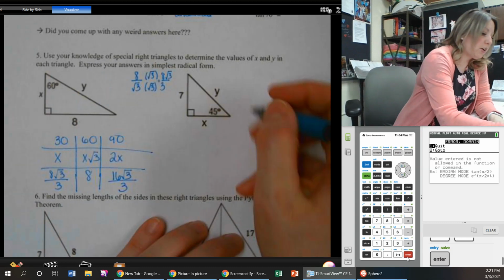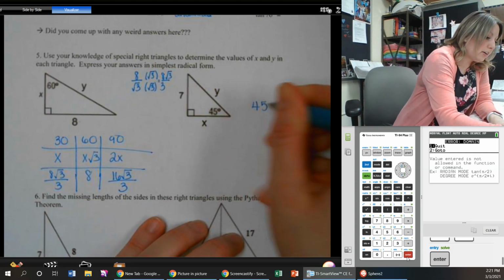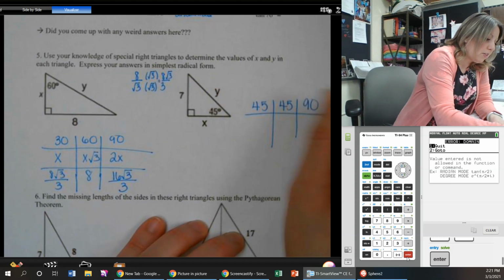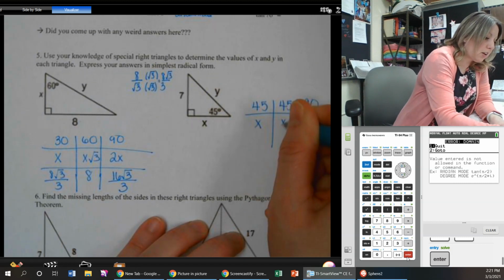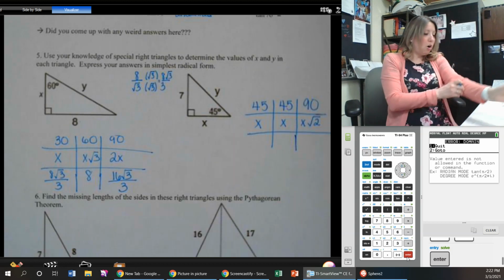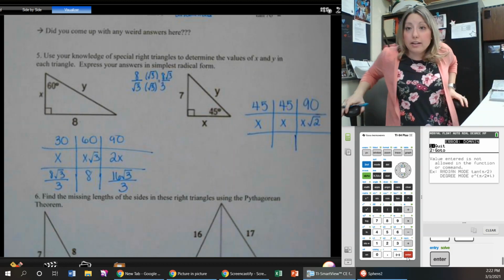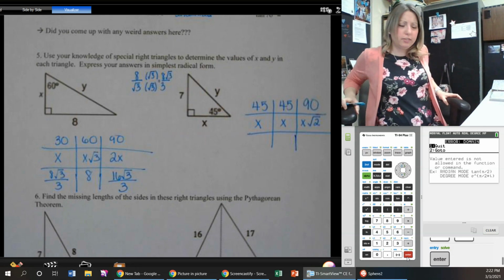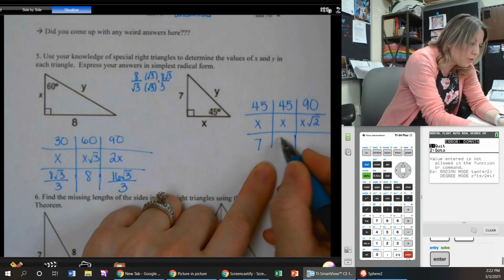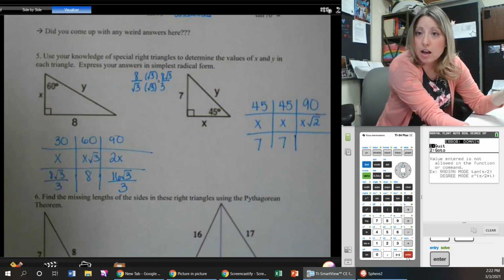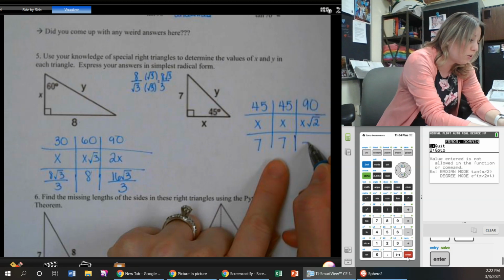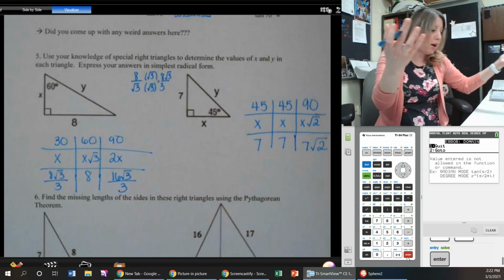Same kind of deal when you got a 45, 45, 90. This one is x, x, and x radical 2. So in this case, I know one leg, keep sliding out of my chair. Okay, I know one leg. That means I know the other leg because it's isosceles. Those are the same length. And actually, I just take this and multiply it by radical 2. So 7 radical 2. There's the hypotenuse.